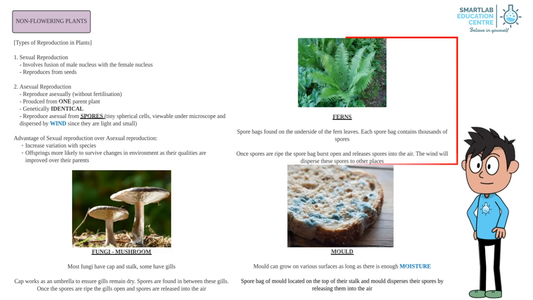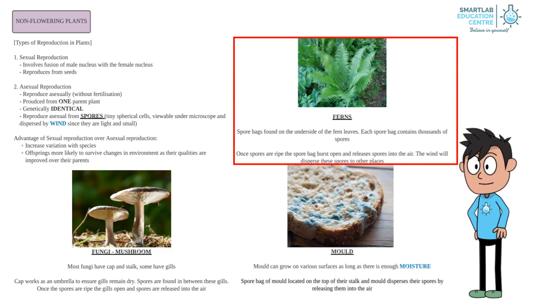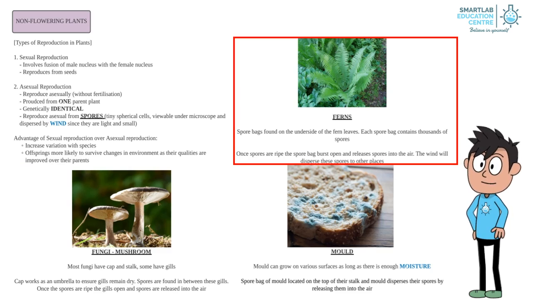A common example of a green, non-flowering plant is ferns. They have spore bags that are found on the underside of the fern leaves. Each spore bag contains thousands of spores. When the spores are ripe, the spore bags will burst open and release spores into the air. The wind disperses the spores to other places.